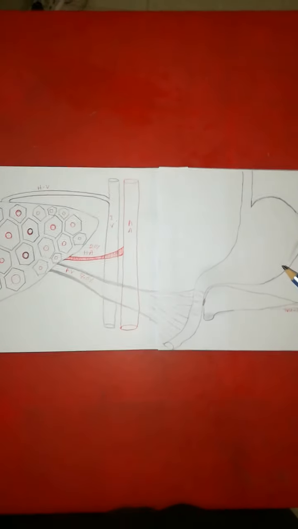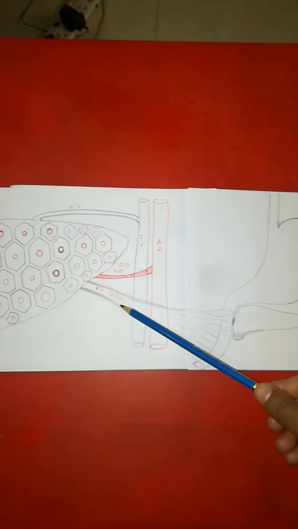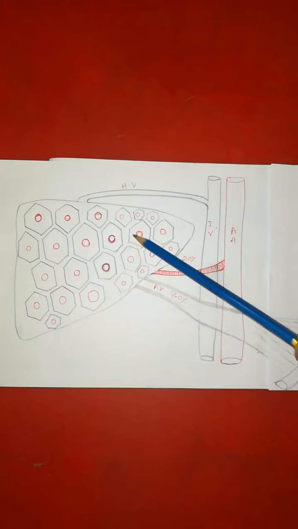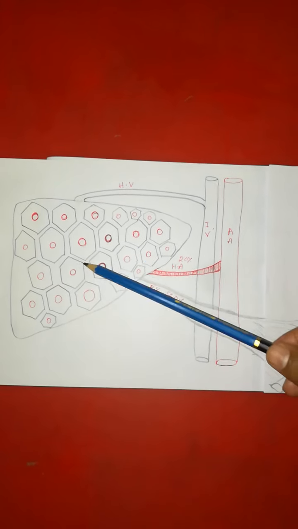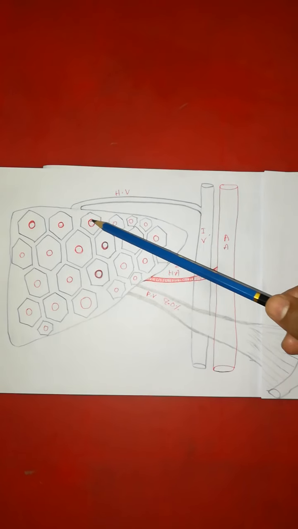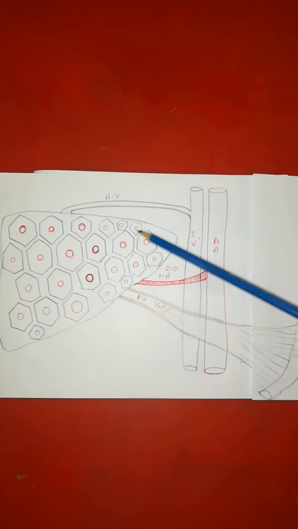So from this figure we can discuss that from the portal vein and hepatic artery, the liver gets nutrients, and through the hepatic vein, the liver passes blood after metabolism.